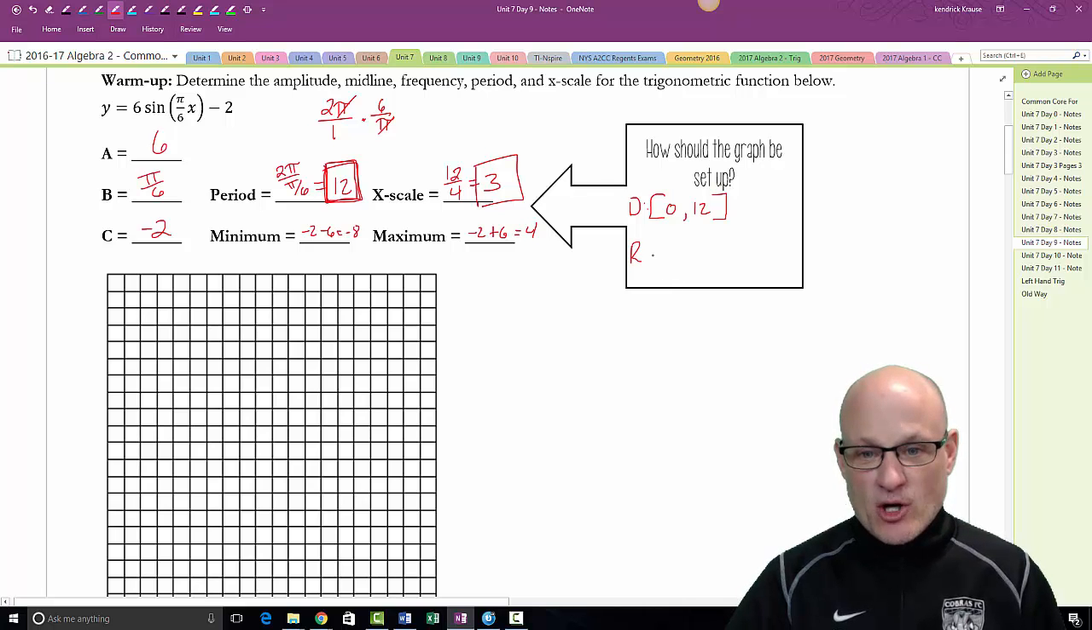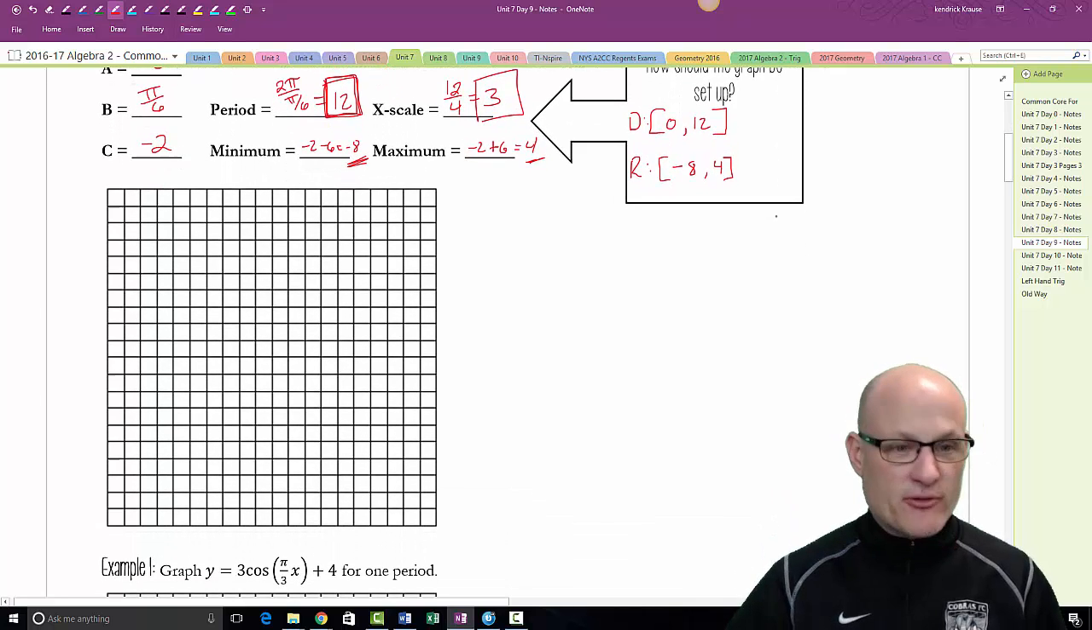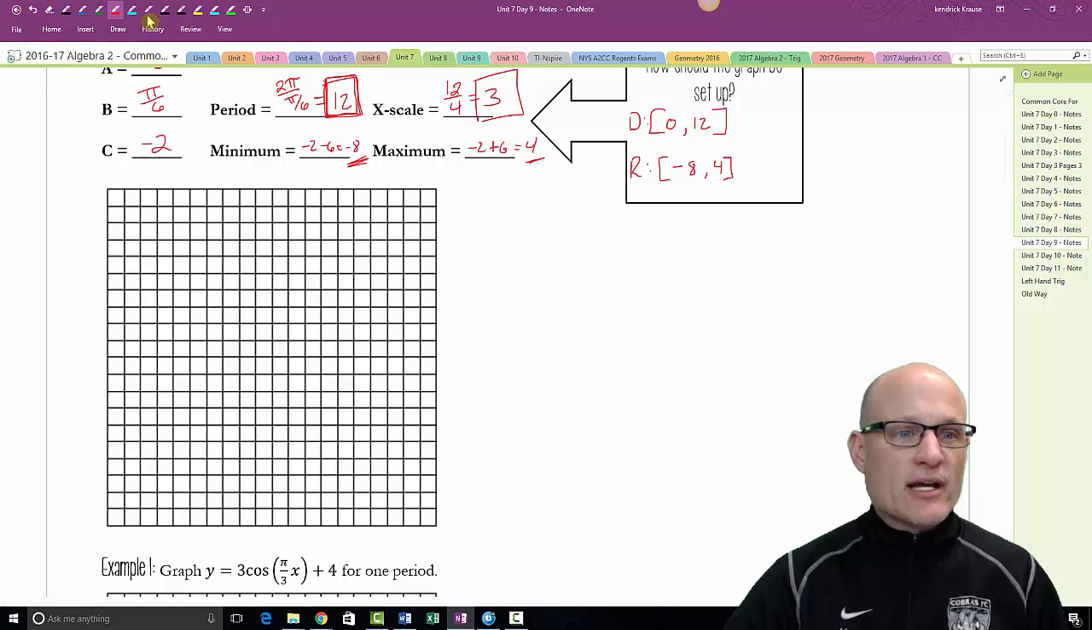Now the range normally would go from like -1 to 1. But in this case, what's my minimum value? My minimum value is -8. So I'm going to go from -8 to a maximum value of 4. So I need to have at least that set up on my graph. Now, unfortunately, there's like 0 shot of me making this look nice.